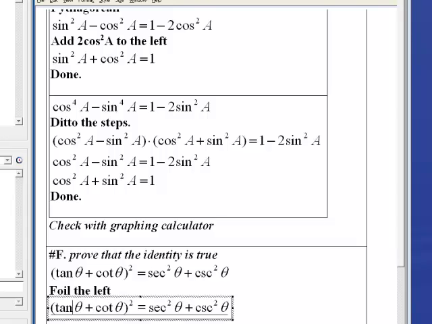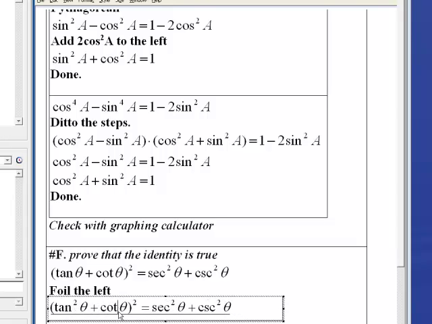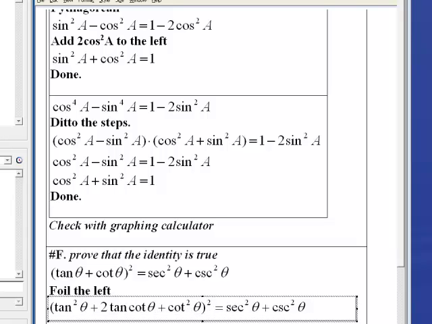So I'm going to do that. Tangent squared plus cotangent squared, and in between is plus 2 times tangent theta cotangent theta. There and there. And then, of course, we just squared everything, so we get rid of all of this. There we go.